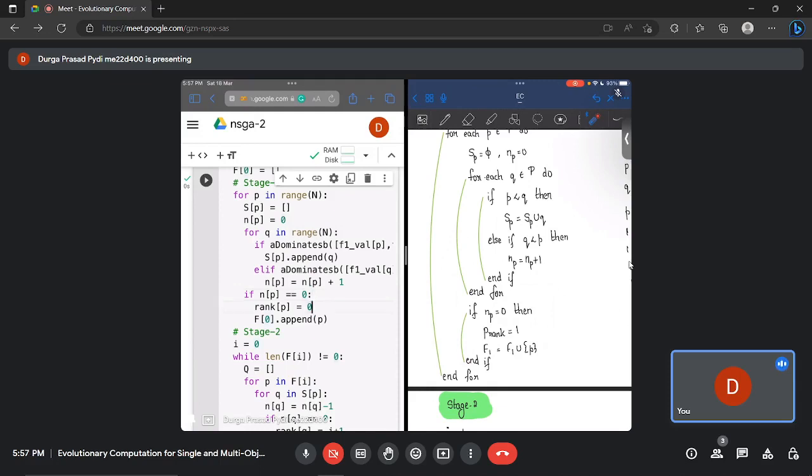The next step is essentially union of F1 and P. So I'll just use the append statement here again. It will be F of 0 dot append of P. So I'm adding P to F0. This is the stage 1 process.